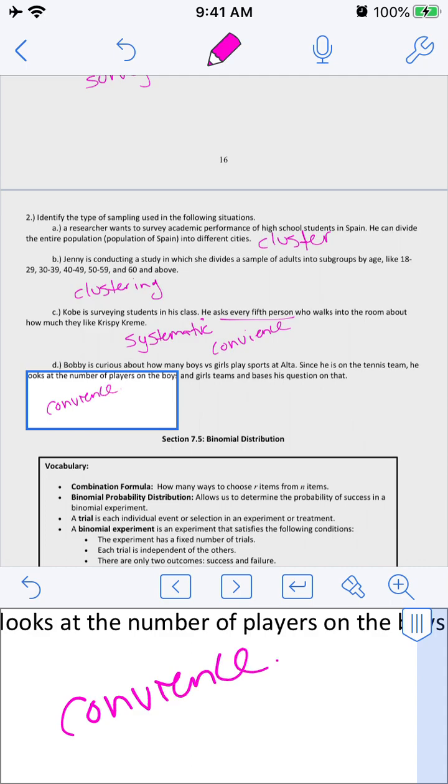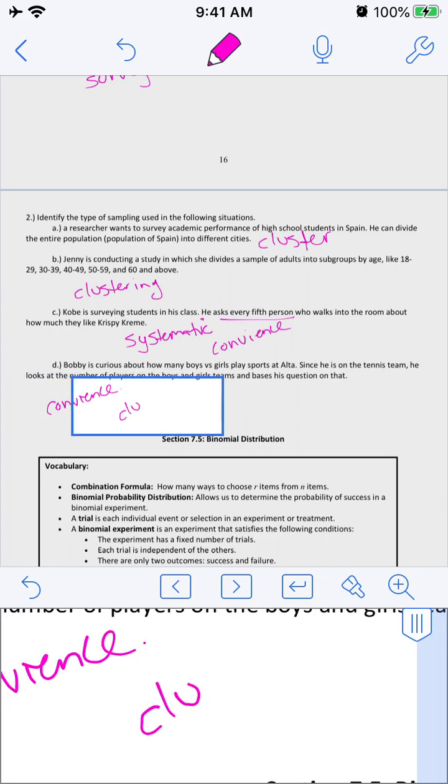Convenience could be it. He looks at the boys and the girls. So he is taking tennis and trying to relate it to all of Alta. That doesn't sound very systematic to me. Doesn't sound very, like, broken off. So I'm going to go with cluster. He's using the cluster of the tennis team, the cluster of the girls' tennis team, the cluster of the boys and the cluster of the girls to figure out all the boys, girls at Alta.